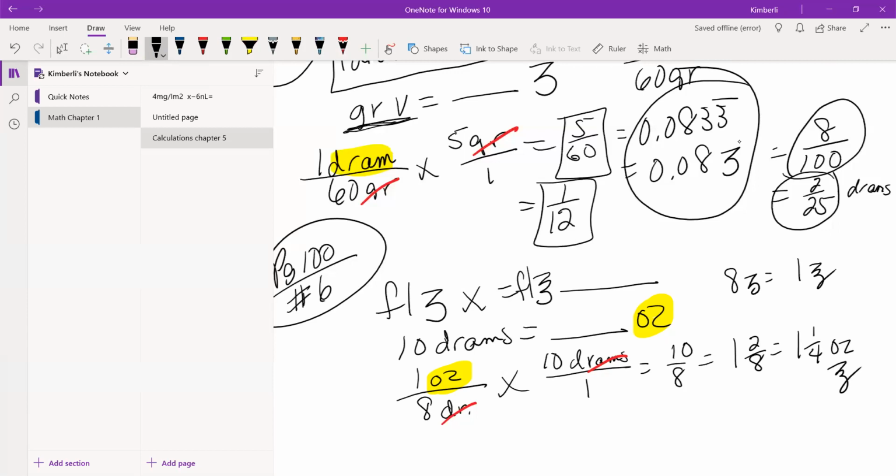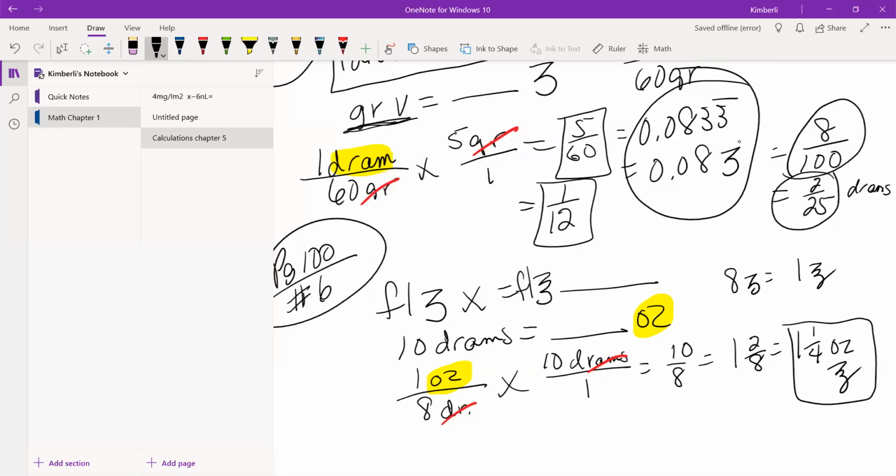You can write it using the apothecary symbol if you want to. And we don't have a Roman numeral for 1/4, so I wouldn't be writing it in apothecary notation because I don't have a Roman numeral for 1/4. So it should look something like that. Okay? Okay.